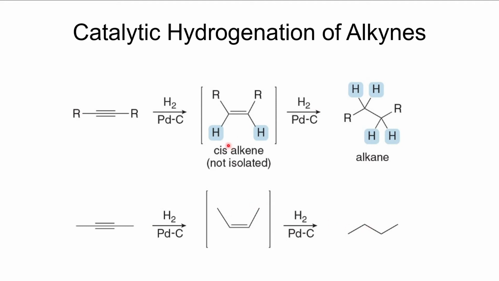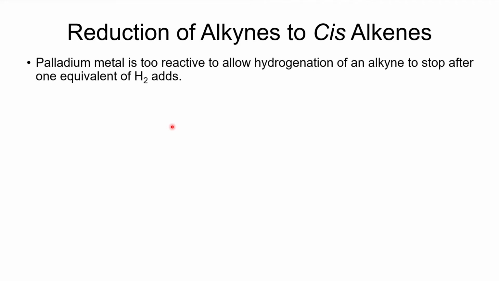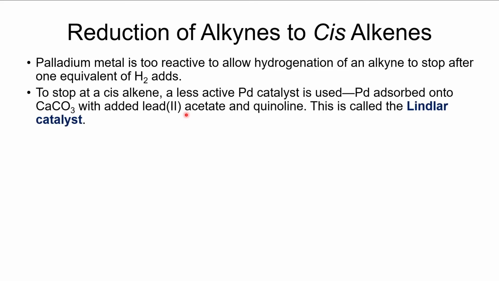If we want to stop at the alkene, we need to use a less reactive catalyst. So if you want to stop and get that cis alkene, you need to use a less reactive catalyst. Now, palladium works really well, but when you have palladium absorbed onto carbon, it's just too reactive to allow hydrogenation to stop after just one equivalent of hydrogen adds. So to do that, we need to deactivate the palladium to some extent.